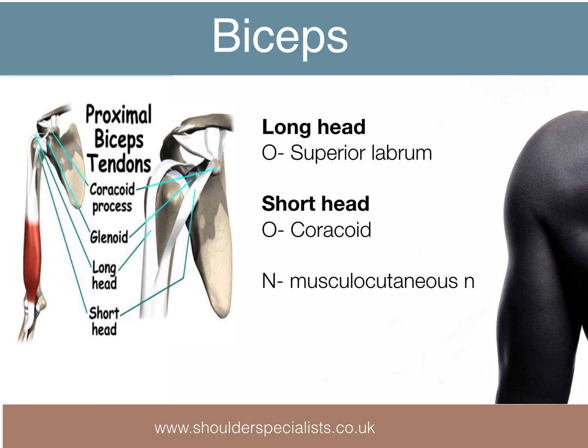The long head passes between the greater and lesser tuberosities in the intertubercular groove and then attaches within the glenohumeral joint to the superior labrum. The short head attaches to the coracoid. The biceps muscle is supplied by the musculocutaneous nerve.